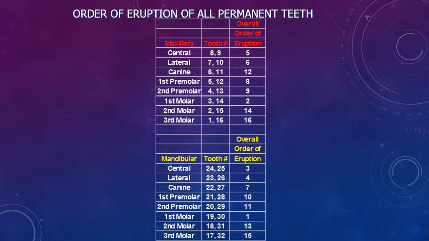then we have the mandibular central incisor and the lateral incisor, followed by the maxillary central and the maxillary lateral. Now, once this has been accomplished, the first premolar that usually erupts is the maxillary first premolar, and then we have the maxillary second premolar, and then we have the maxillary canine.